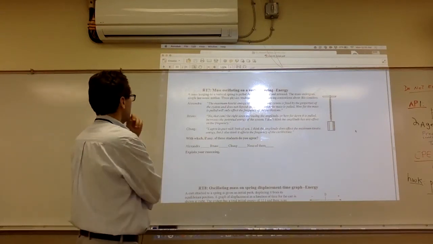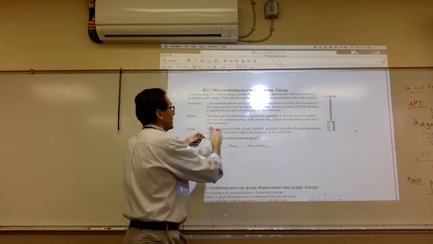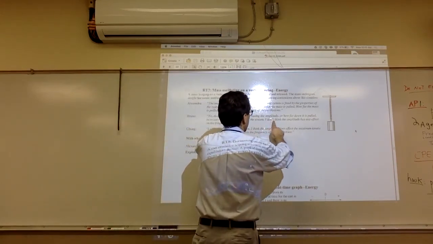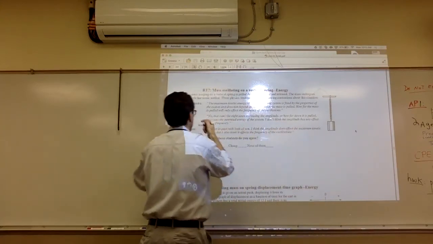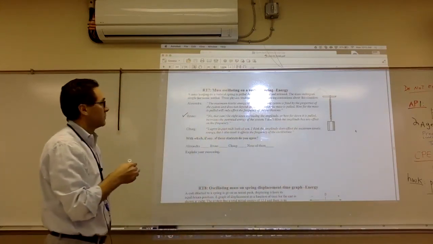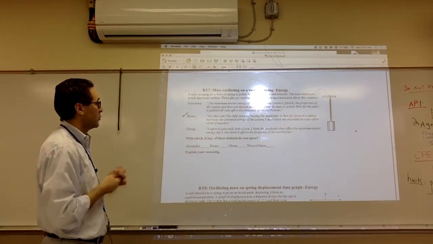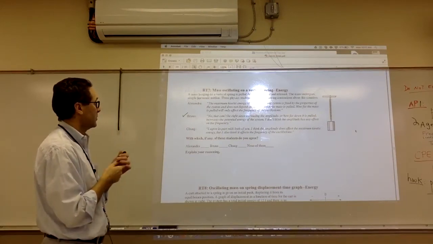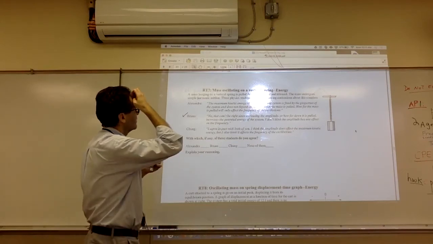Let me see what Bruno said. No, that can't be right, since increasing the amplitude or how far down it is pulled increases the potential energy of the system. Oh yeah, Bruno was right, because I read this as the amplitude has an effect. Yeah, so the amplitude has no effect on the frequency. So Bruno is the one that's correct. Yeah, because the more amplitude, the more energy is stored in the spring, and the more kinetic energy you're going to end up with.